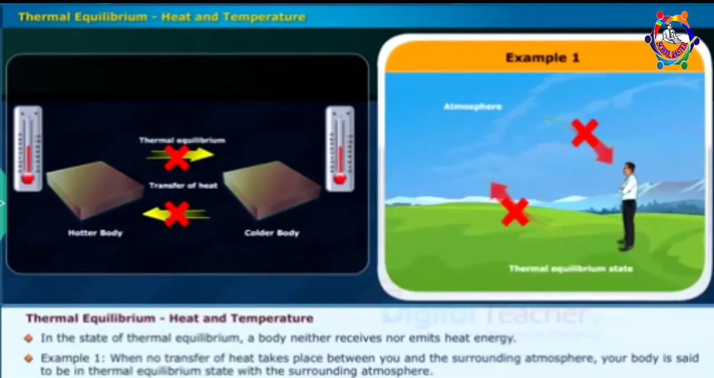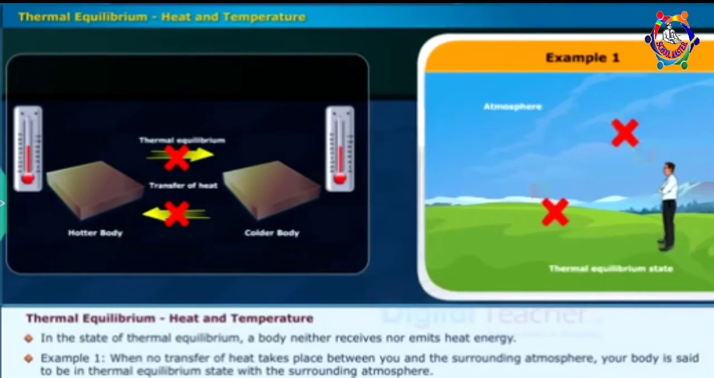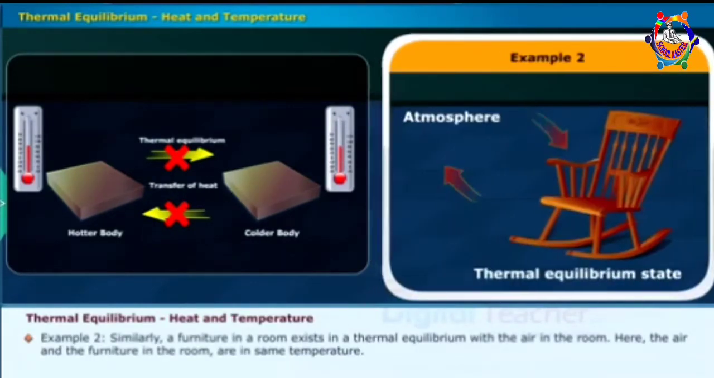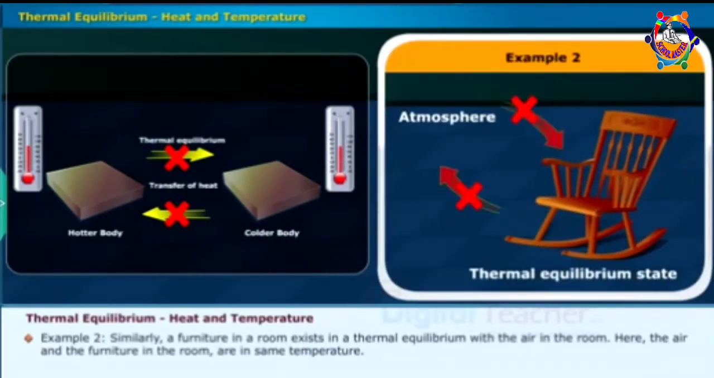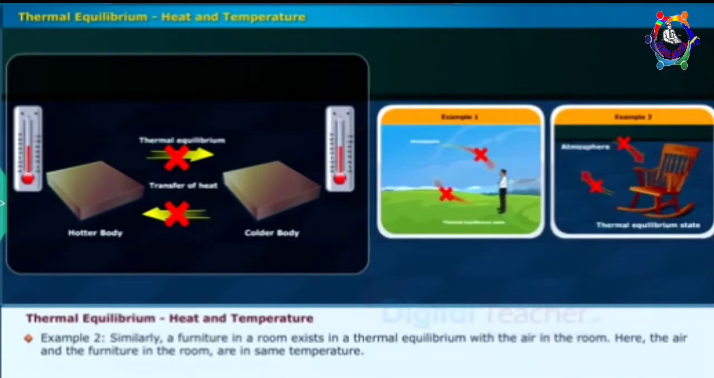Example 1. When no transfer of heat takes place between you and the surrounding atmosphere, your body is said to be in thermal equilibrium state with the surrounding atmosphere. Example 2. Similarly, furniture in a room exists in thermal equilibrium with the air in the room. Here the air and the furniture in the room are at the same temperature.